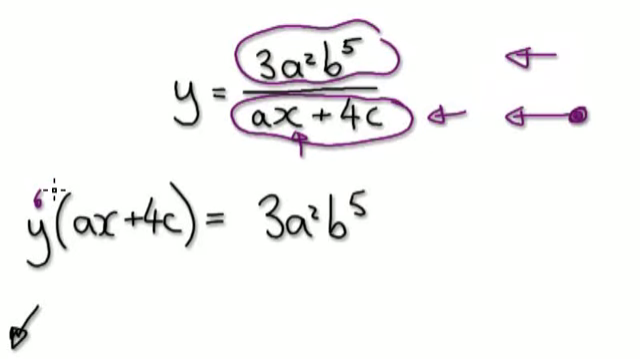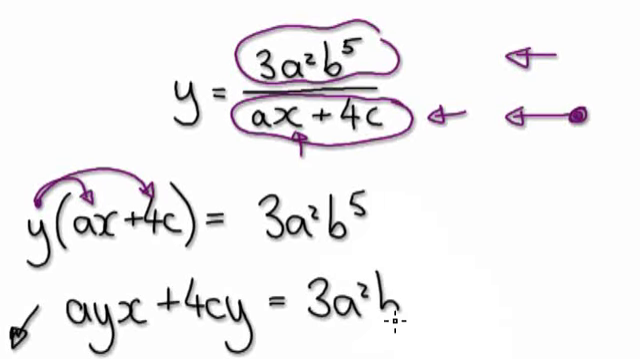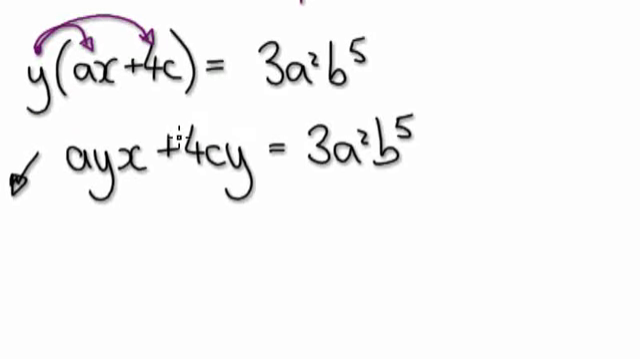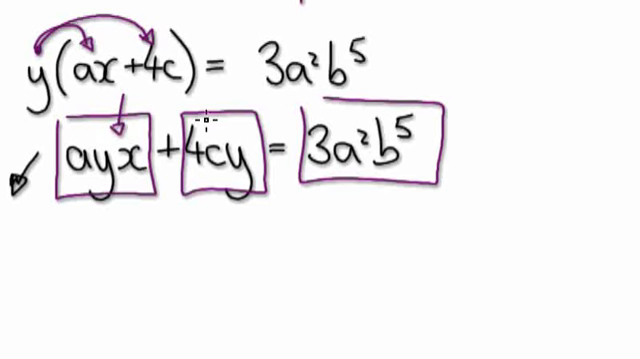Okay, now multiply it out. So this would be a y x plus 4cy equals 3a squared b to the power 5. Okay, you're trying to make X a subject. You can visualize it as one block here plus this block here equals this block here. X only exists in this block, so let's get rid of this one here. So take away 4cy from both sides.